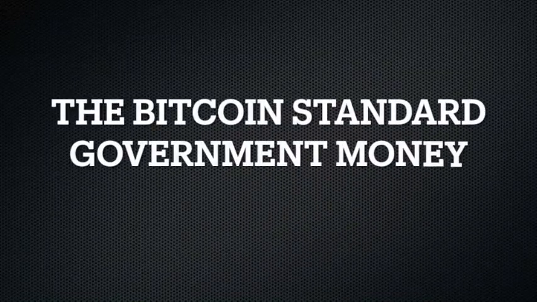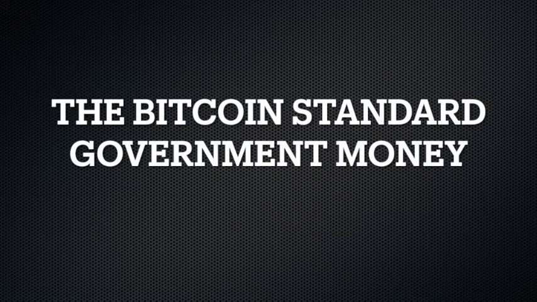The Bitcoin Standard. Chapter 4: Government Money. World War I saw the end of the era of monetary media being the choice decided by the free market, and the beginning of the era of government money.